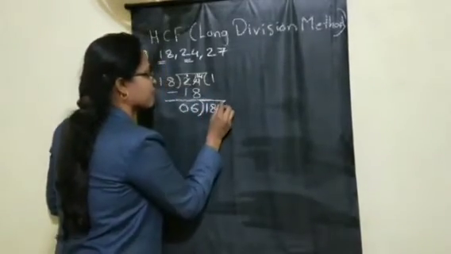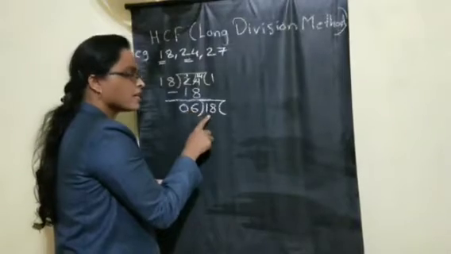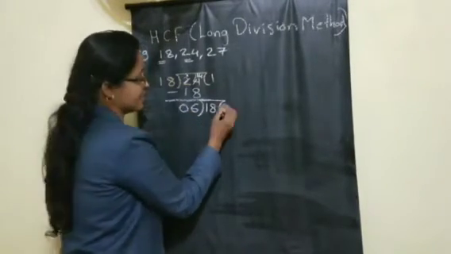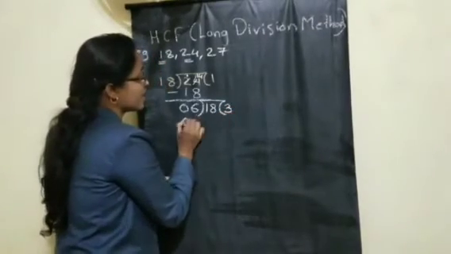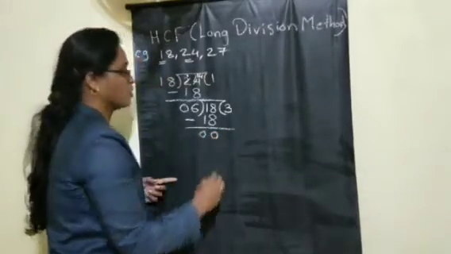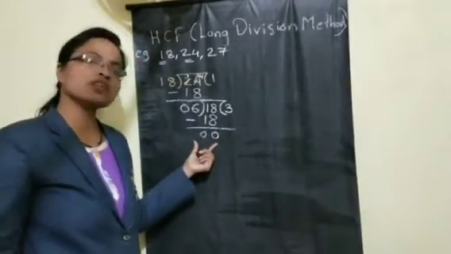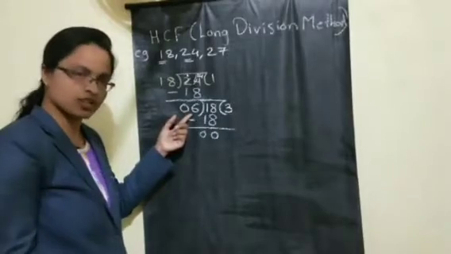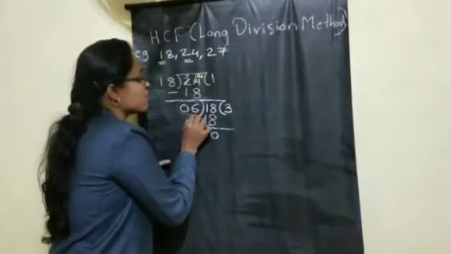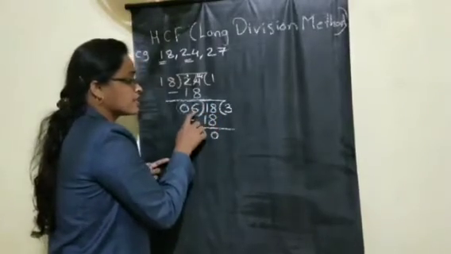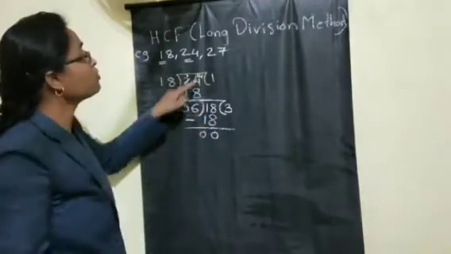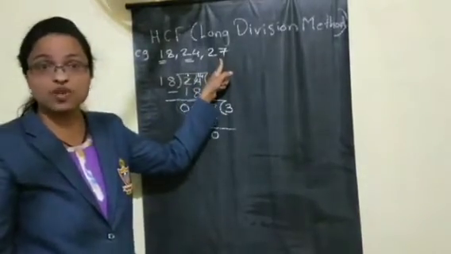Okay. Fine. Now in the 6 table, is 18 present? Yes. How much is 6 times 3? 18. So write here 3, and 6 3s are 18. So here we got the 0. Now because of which number did we get 0? 6. Okay. So now, by which number after dividing did we get 0? 6. That factor we have to continue with the next number, that is 27.